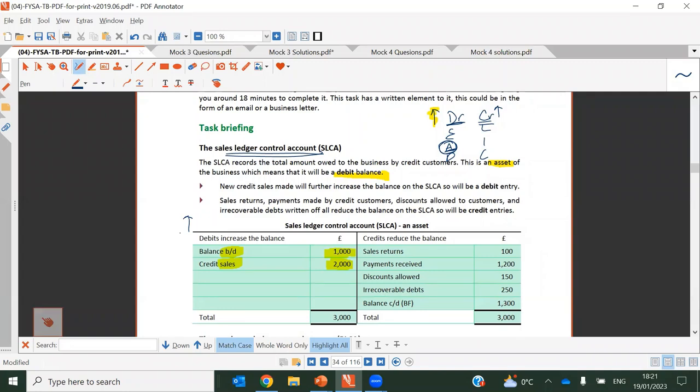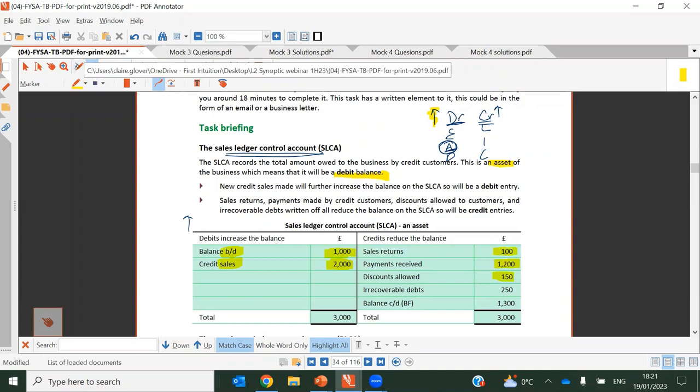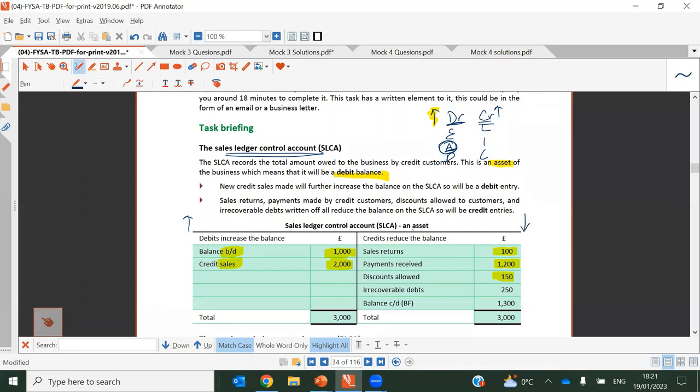With the credit side, we can see that, okay, someone has sent something back. They don't expect to have to pay for that. That will reduce what we are owed. Or they've paid for it again. That will reduce what they owe, or we've given them a discount. That will reduce what we are owed. So over here on the credit side, because this is an asset account, we can see that we are decreasing. The final one there is unfortunately the bad debts. If we're not going to receive the money, it's not accurate for us to show it, and therefore we must remove it. So just to recap, debits will increase the balance on the sales ledger control account. Credits will decrease the balance.